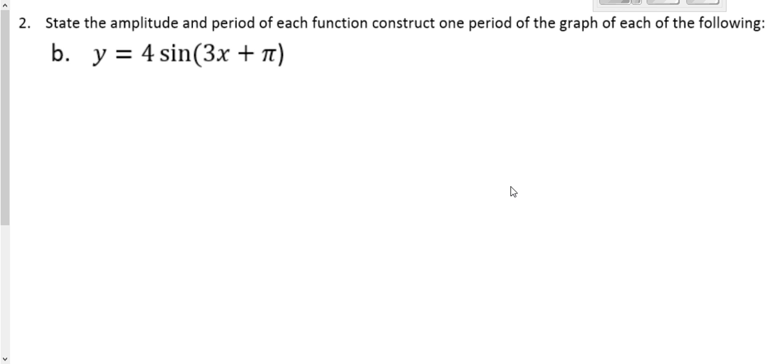Okay, let's look at 2b. So we are still graphing. It asks us to state the amplitude and period. So amplitude has to do with the number in front. So here it is positive, so we don't need to take the absolute value.